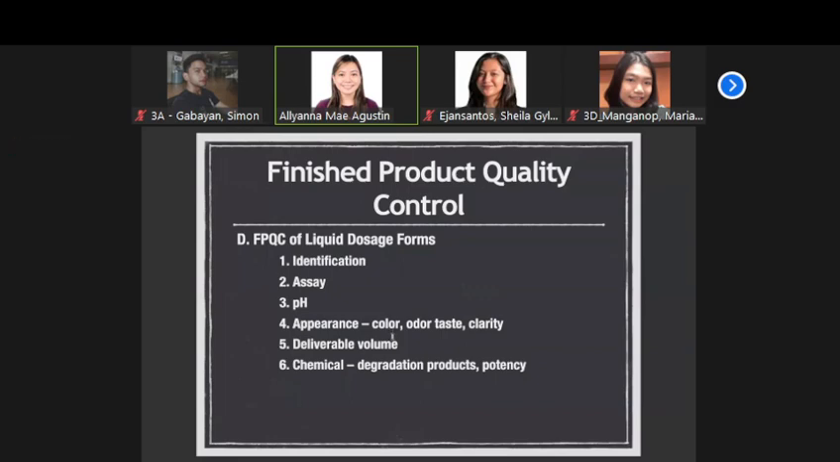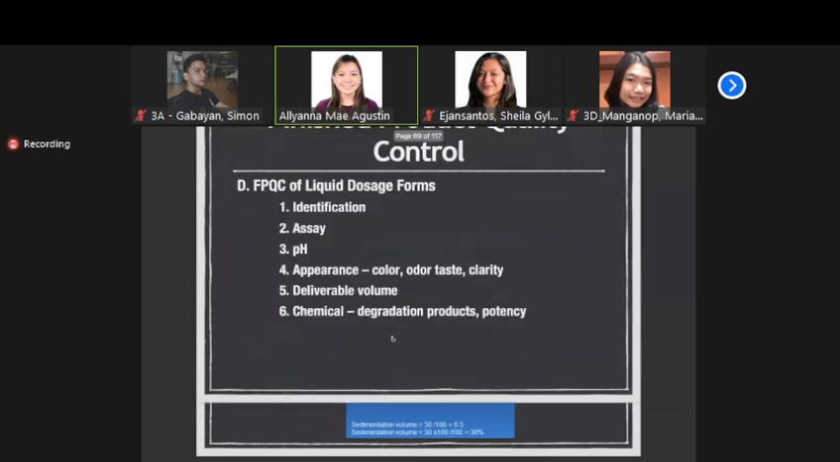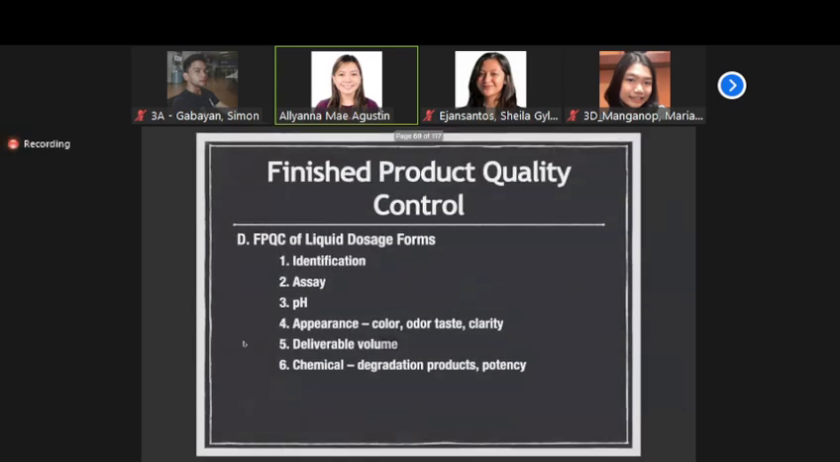Then we have deliverable volume. So, sa deliverable volume class, somehow same lang siya kay minimum fill. So, let's say, ang sabi sa syrup, it contains 60 ml. No? So, same lang po. No? Dapat yung bote, 60 ml talaga yung laman.